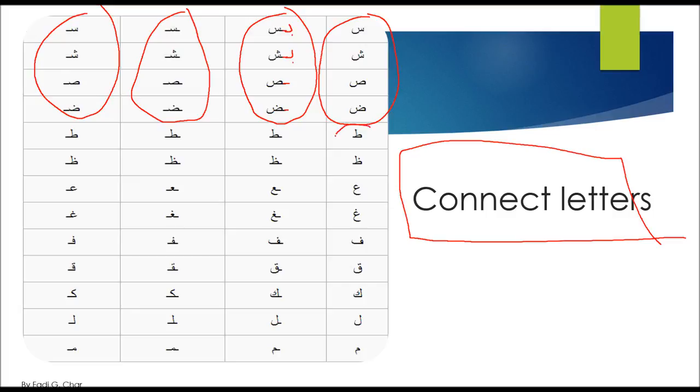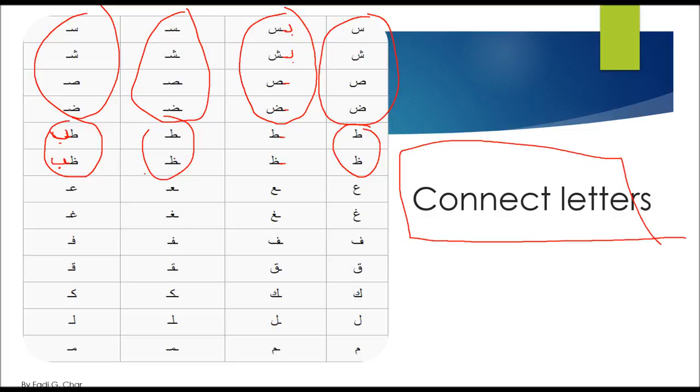Then we have ta and tha. At the end is okay because we can connect. In the middle it looks like that, and at the beginning also we can connect letters. So basically all you have to do is to put this connector, as you can see here. So connector and B. Okay?